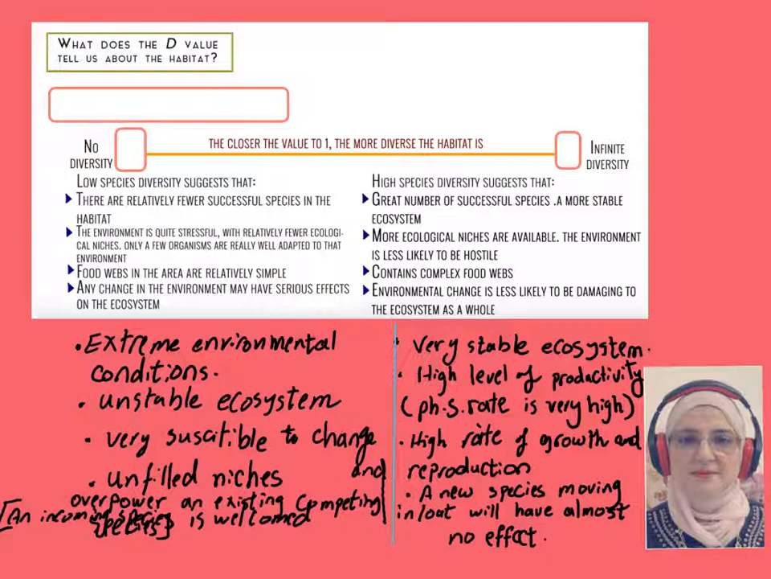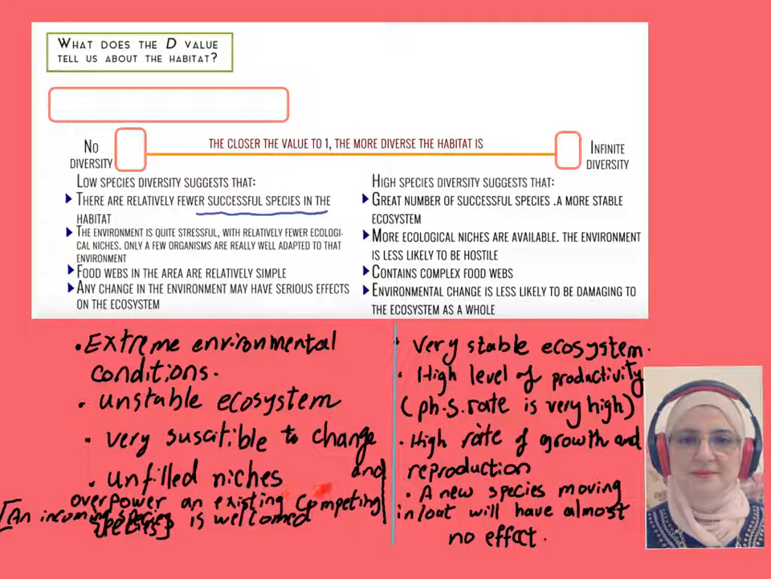So low species diversity means there are fewer successful species in this habitat. The environment is quite stressful to those organisms. The food webs are quite simple. Any change in the environment may have a serious effect on the ecosystem. Additionally, we expect that those living organisms live in extreme environmental conditions. The ecosystem is unstable. They are very susceptible to any change.